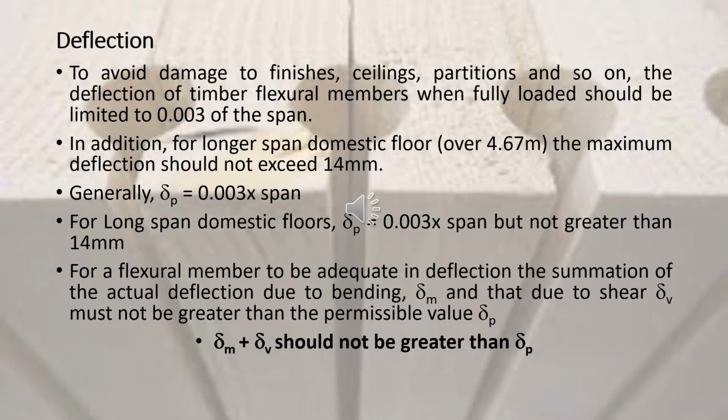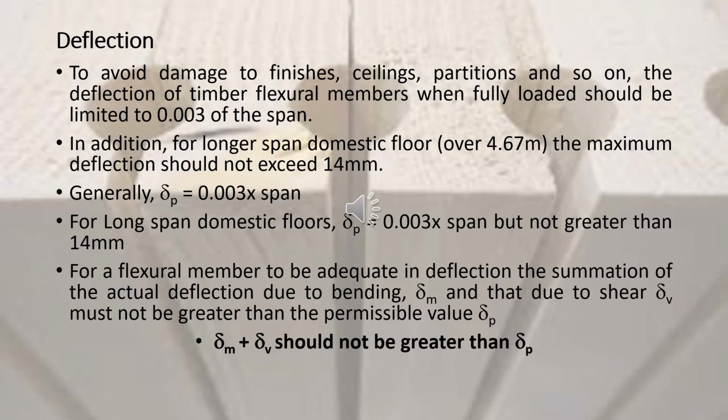All right, so this slide is about deflection, right? Deflection criteria. To avoid damage to finishes, ceilings, partitions, amongst others, the deflection of timber flexural members when fully loaded should be limited to 0.003 times the span. So this is a thumb rule that we normally use. However, for longer span, by longer span, we basically infer to spans greater than 4.67 meters.